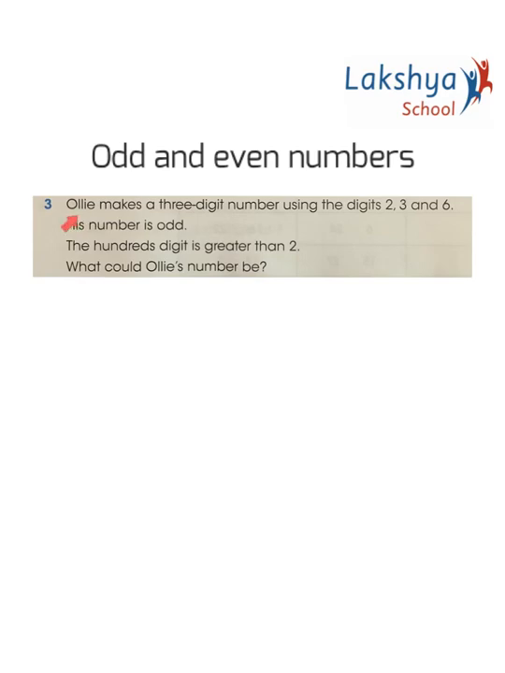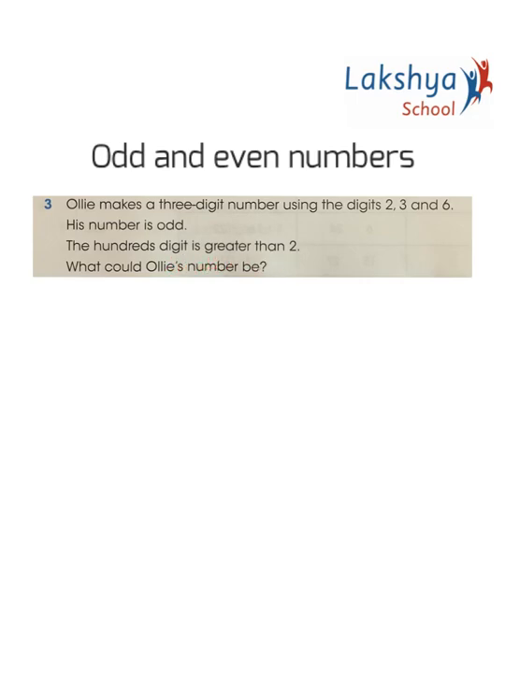Question 3: Oli makes a 3-digit number using the digits 2, 3 and 6. His number is odd. The hundreds digit is greater than 2. What could Oli's number be? Over here you have to remember that it is a 3-digit number using the digits 2, 3 and 6. His number is odd, so it should end in 3 because the other two are even numbers. The hundreds digit is greater than 2.